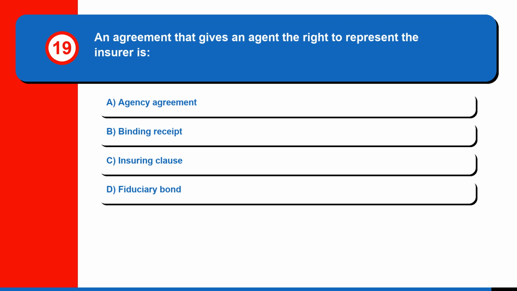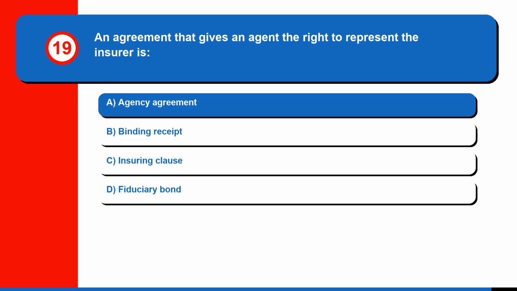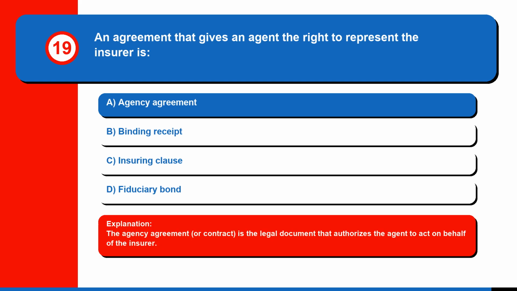Question 19. An agreement that gives an agent the right to represent the insurer is A. Agency agreement. B. Binding receipt. C. Insuring clause. Or D. Fiduciary bond. The correct answer is A. Agency agreement. The agency agreement, or contract, is the legal document that authorizes the agent to act on behalf of the insurer.